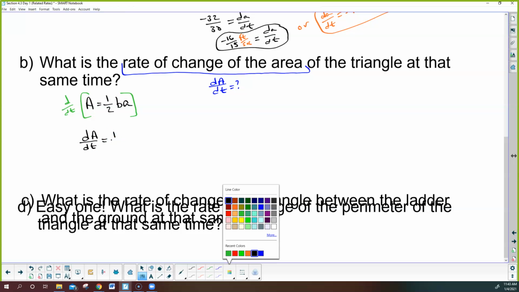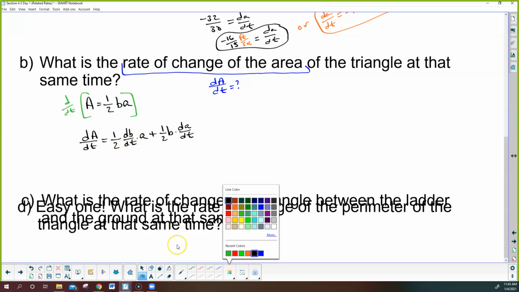Now I've got the product rule. I'm going to do 1/2 the derivative of the first, which is just dB/dt, times the original second, plus the original first, which is just 1/2 b, times the derivative of the second. Right, so there's my product rule. Notice how we're using those rules to help discover new things. That's what calculus is all about. Use your skills that you've learned before.